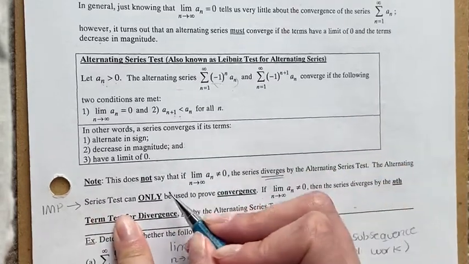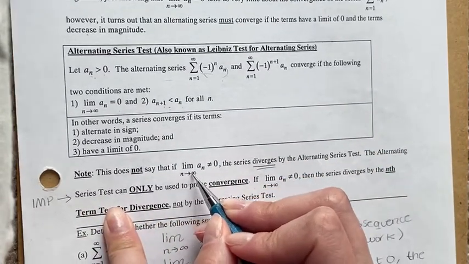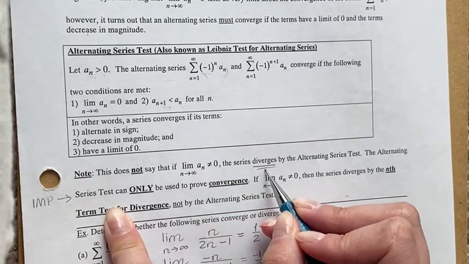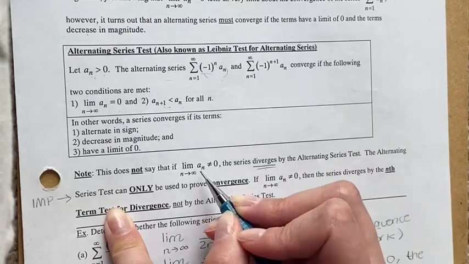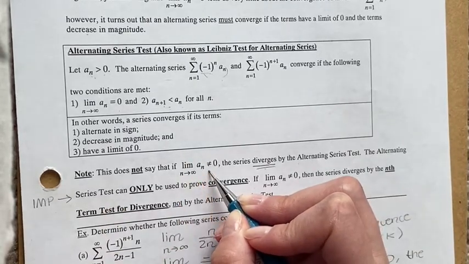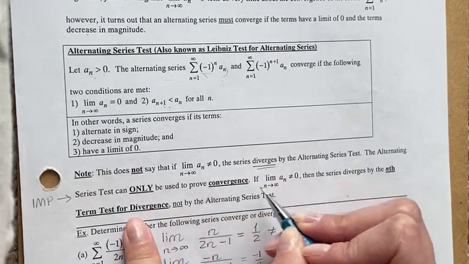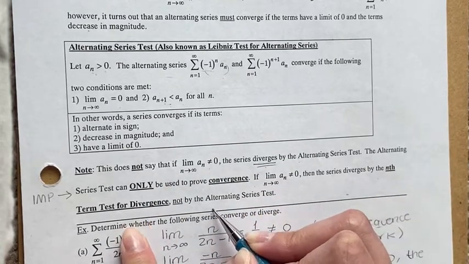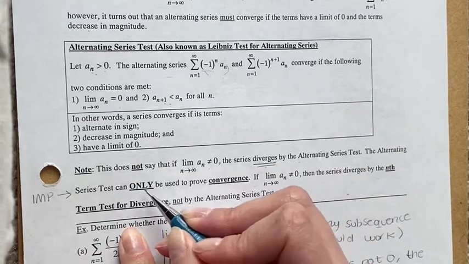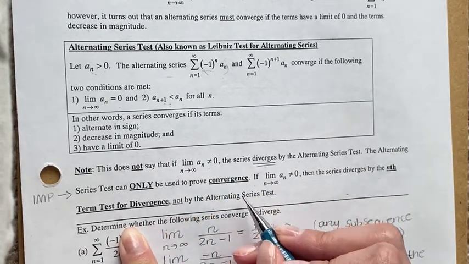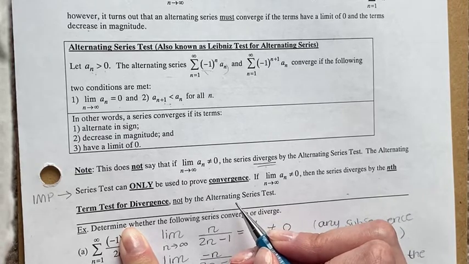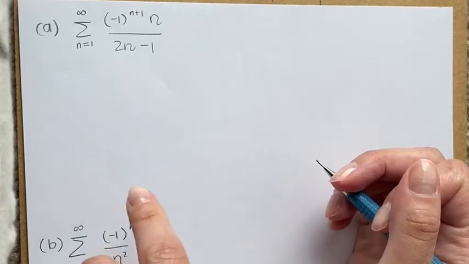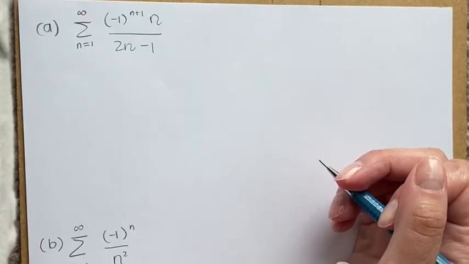Please note something. This does not say that if the limit when n goes to infinity of a sub n is different than 0, then the series diverges by the alternating series test. If this happens, it's going to be diverging by the nth term test for divergence, not for the alternating series test. So please note this. This is very important, and a lot of students confuse one with the other. So here we're going to do some examples proving if this series diverges or converges.